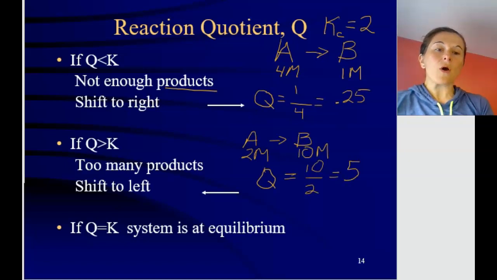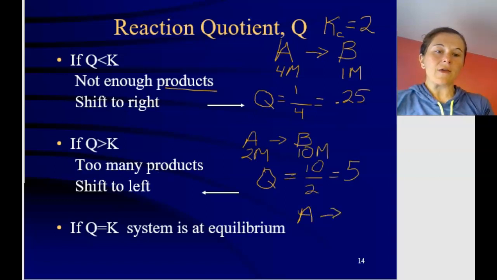So now our Q is greater than our K. So the constant that we're at right now is higher than our equilibrium constant. And so that means we're going to shift back towards reactants. We're going to break down some of those products and go back to reactants. Okay, so one more.